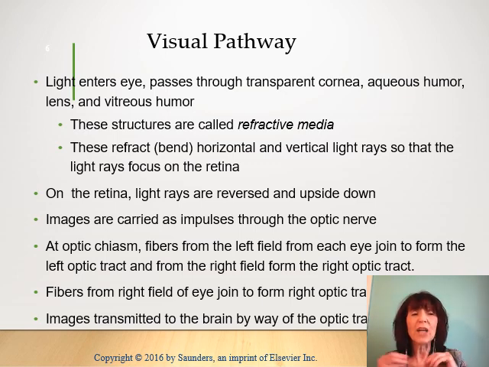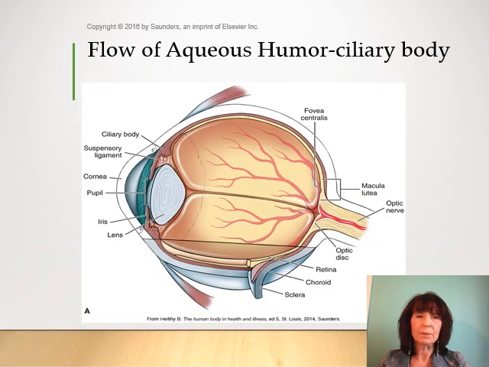They meet in an optic chiasm. And these are fibers from the left field from each eye that join to form the left optic tract, and from the right field from the right optic tract, and then they join. The images are transmitted to the brain by way of the optic tract. So, well, before we get to the pathway, let's look at this aqueous humor.